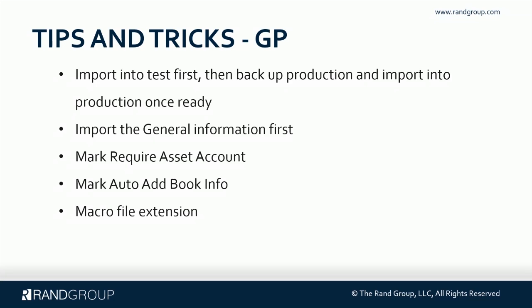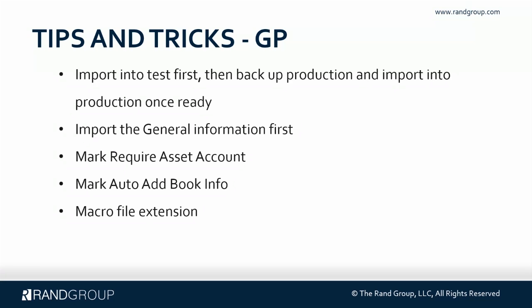Now that we've discussed the prerequisites, let's go over some tips and tricks inside Microsoft Dynamics GP. First, I'd like to reiterate that it is highly recommended that you import into a test company first. Once you have resolved all issues during the test import and are ready to import into production, please be sure to take a backup of production, then you can import into the production company. Taking a backup will allow you to restore the GP production database in the event that the imports do not go as expected. When importing the assets, import into the Asset General Information card first, then import the book information.